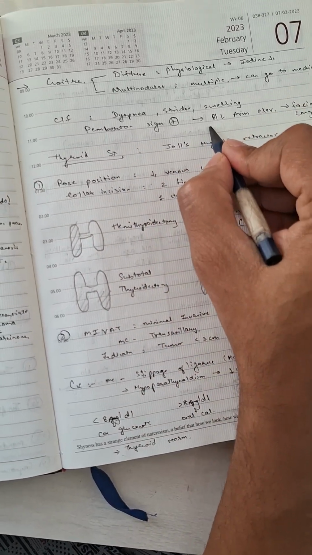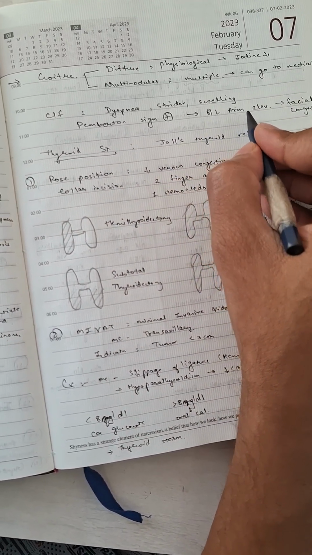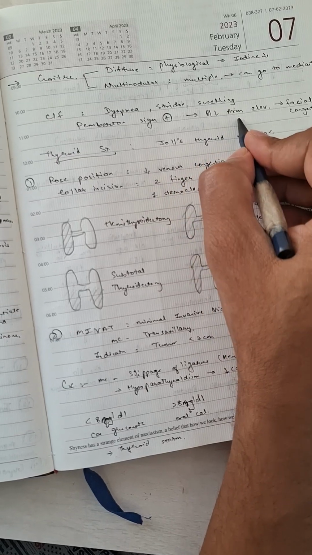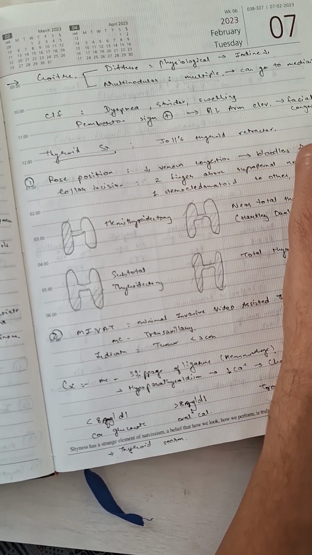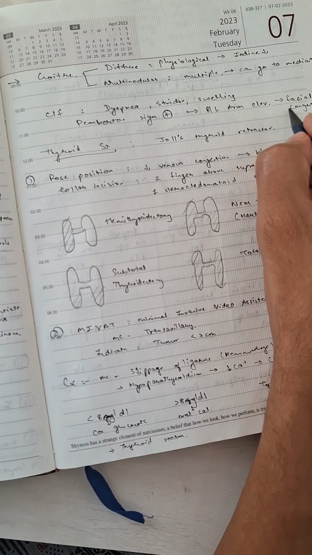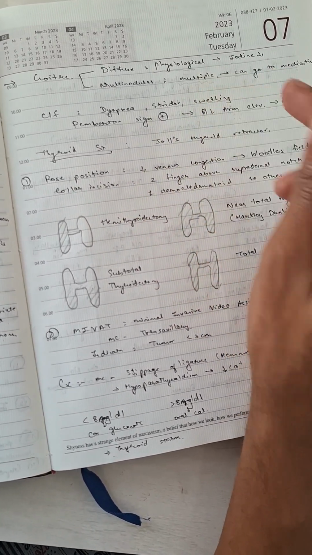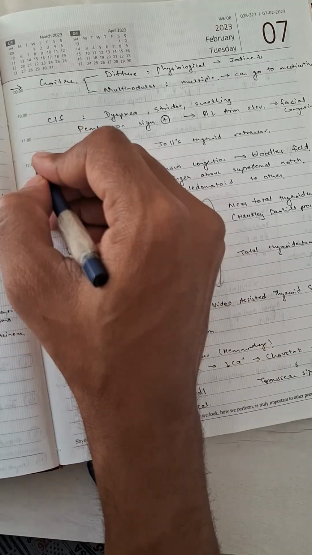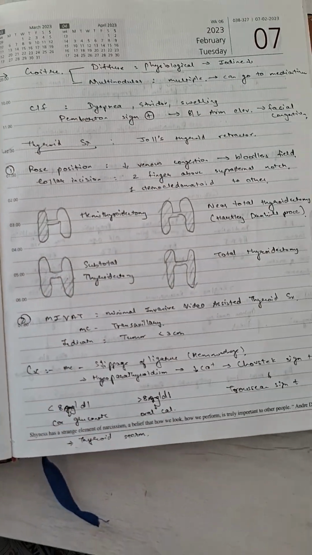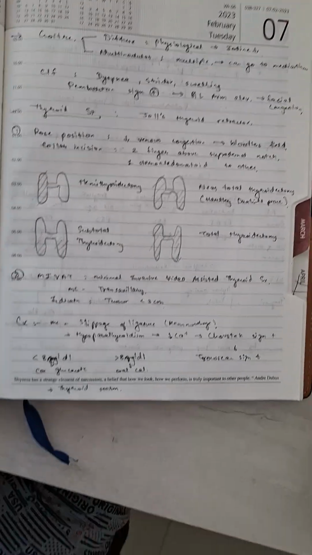It is when you tell your patient to raise both of the arms, there will be facial congestion. You can see the facial congestion, the redness on the face. It is called Pemberton sign, and it is found in goiter only. Now you know all the pathology. Now it's time to perform surgery. So how will you perform this surgery?